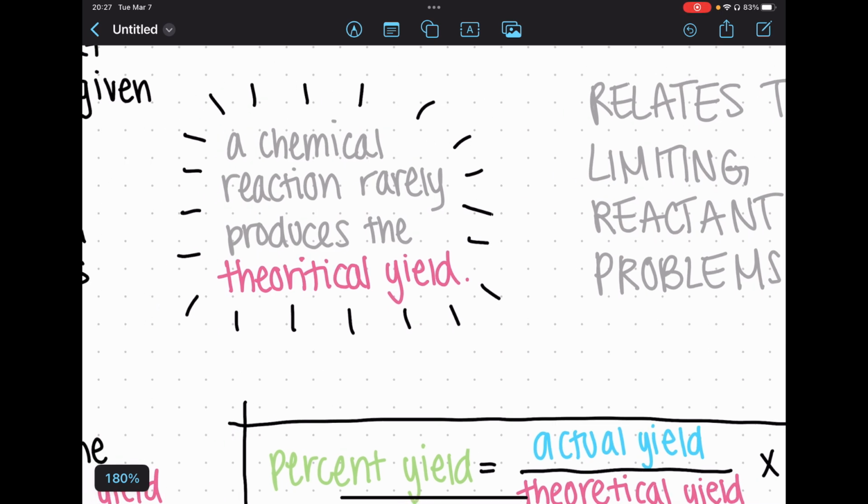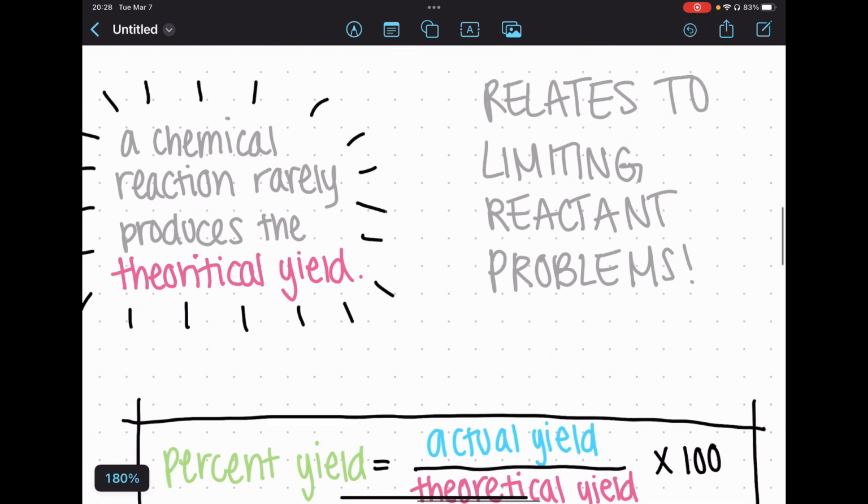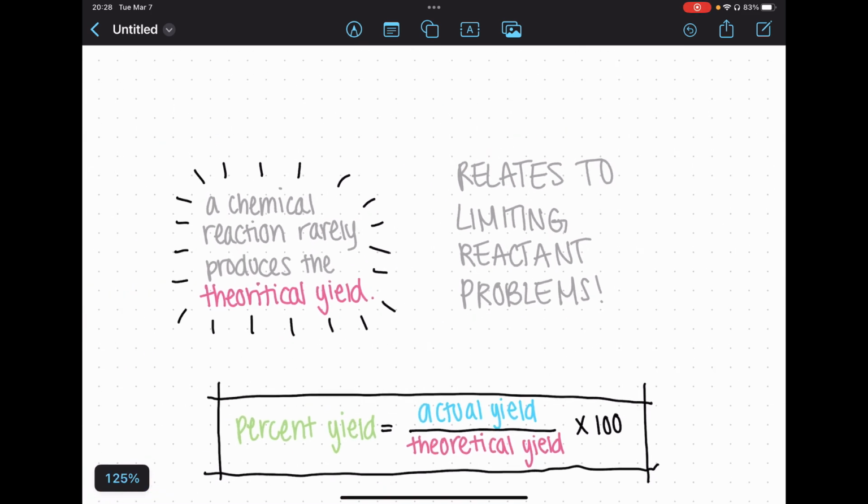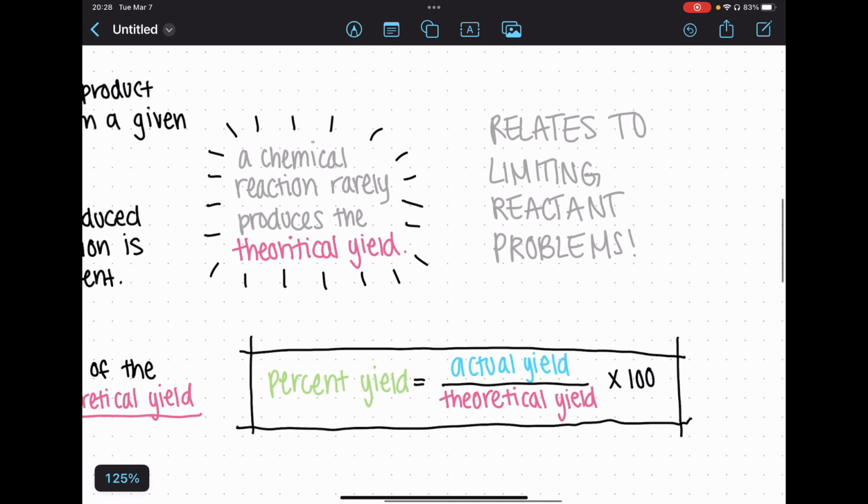A chemical reaction rarely produces a theoretical yield, so it's very helpful to be able to know how to calculate the percent yield, because then you are able to find out how much of your product you really made in your reaction. A lot of times these relate to limiting reactant problems, but the two problems I'm going to be going through today do not.